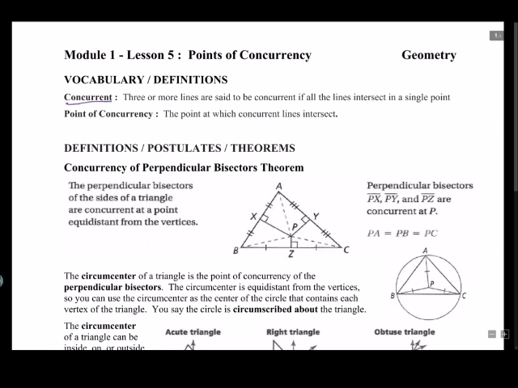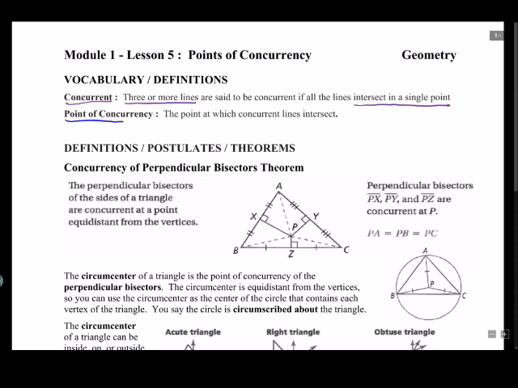Concurrent means that three or more lines are concurrent if they intersect in a single point. So we have three lines intersecting at one point. Look at the word here. We've got that co- prefix again, together now, together at this point. That's what concurrent means.